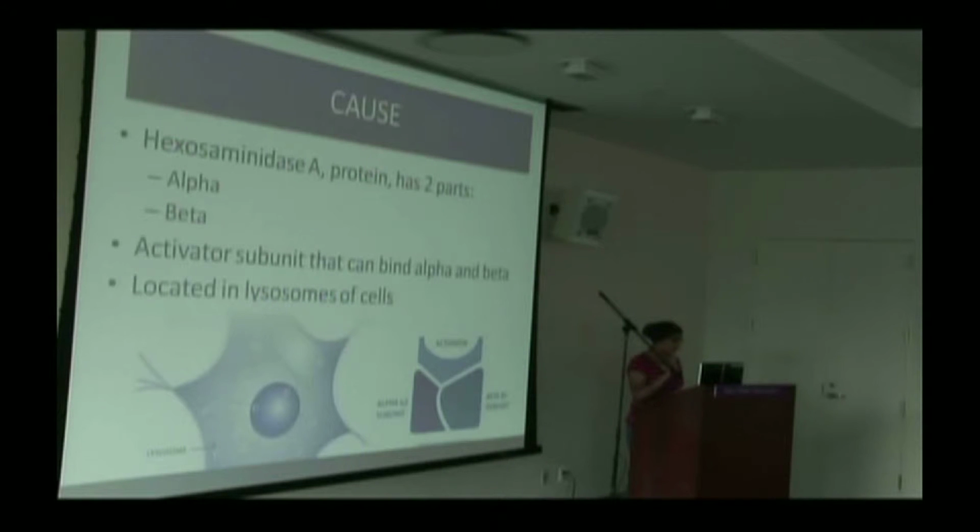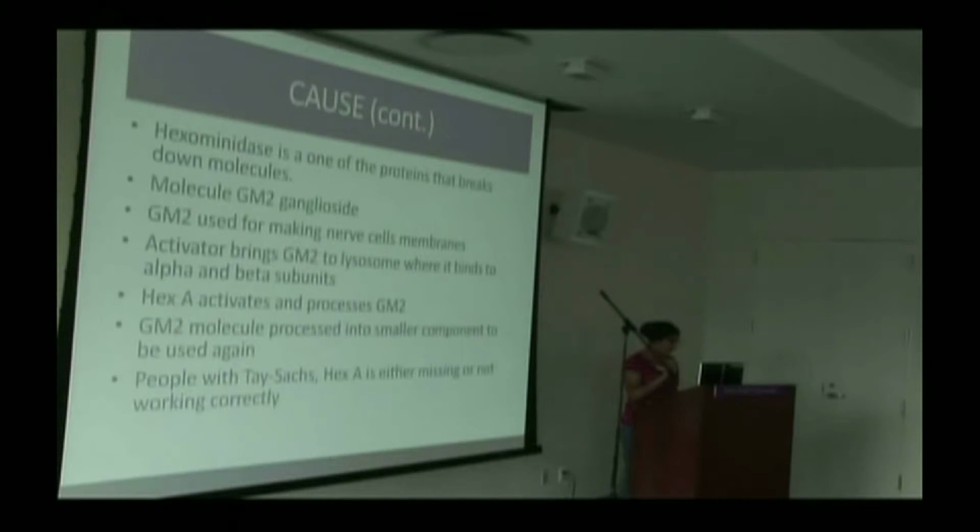The cause. So hexosaminidase A protein has two parts, the alpha and beta subunit. And the activator subunit binds alpha and beta, and it's located in the lysosomes of the cell. The lysosome is basically the recycling plant of the cells because the lysosome takes large complicated molecules and breaks them down into small components. Lysosomes can also be waste storage organelles for molecules that can't be broken down or reused.